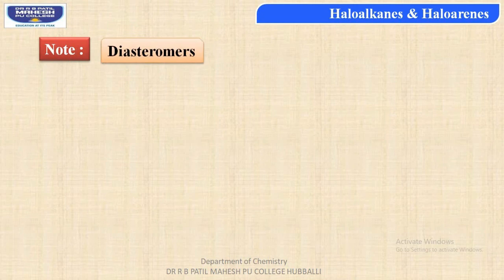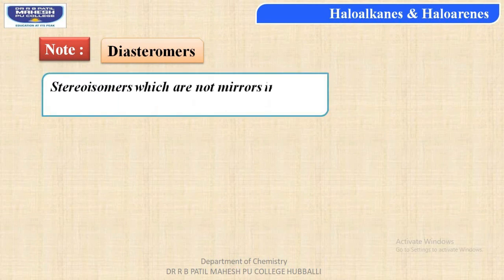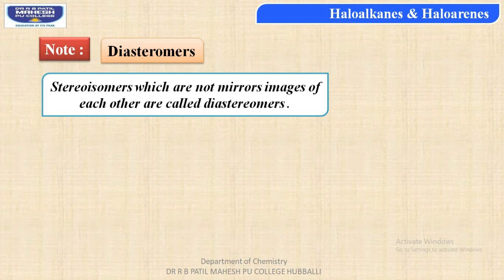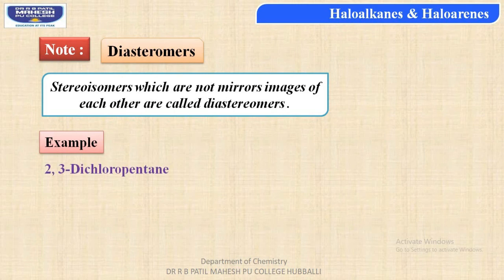Thus students, in the case of diastereomers, stereoisomers which are not mirror images of each other are called diastereomers. Example, the 2,3-dichloropentane molecule. In this case, they are stereoisomers but not mirror images of each other. In such a case, they are said to be diastereomers.